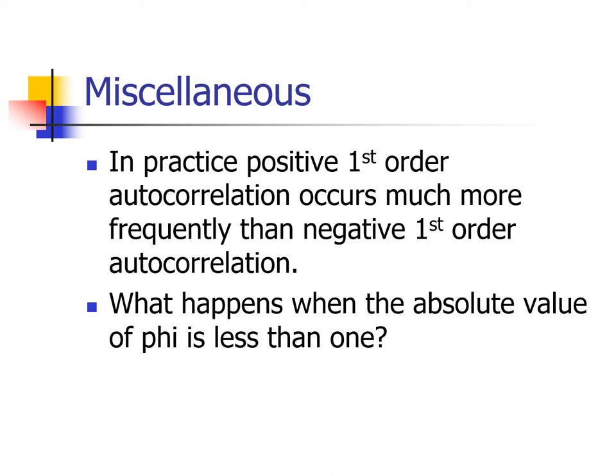Yeah, so in practice, positive first order autocorrelation occurs much more frequently than negative first order autocorrelation. Now, this is kind of an interesting thing. What happens when the absolute value of phi is less than one? Well, let's take a look in the next slide.